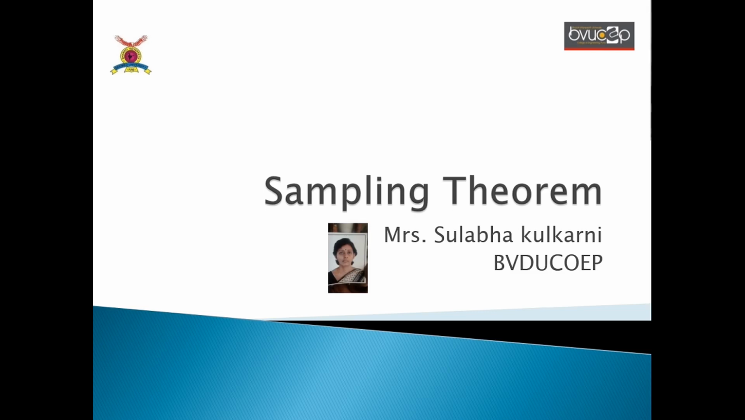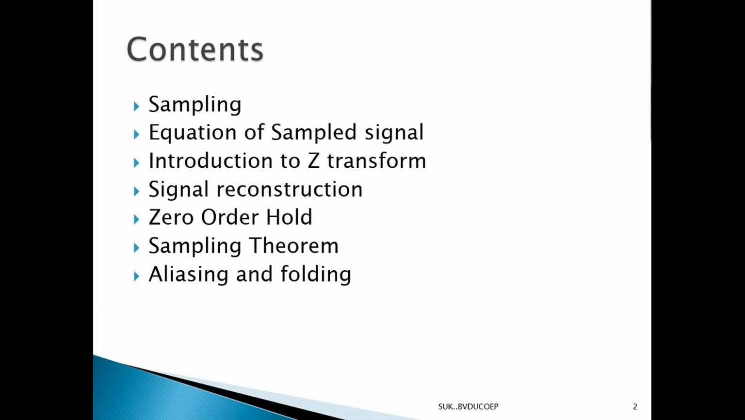Hello friends, in the last lecture we studied the block diagram of digital control system, and the main components of digital control systems are ADC and sample and hold circuit. So at that time we saw that selection of sampling rate is very important. To understand that, today we will study the basic importance of sampling.